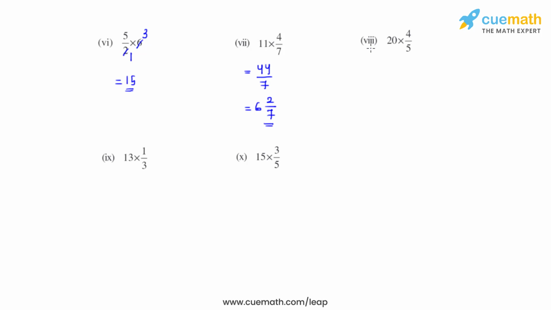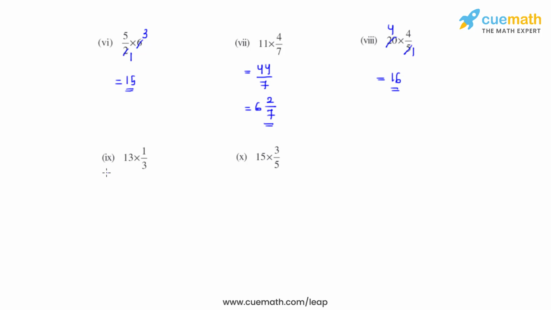Now coming to the eighth bit, we have 20 times 4 by 5. On dividing 20 by 5, that is 5 ones are 5, we get 4 in the numerator. So the answer for the eighth bit will be 4 times 4, which is 16.